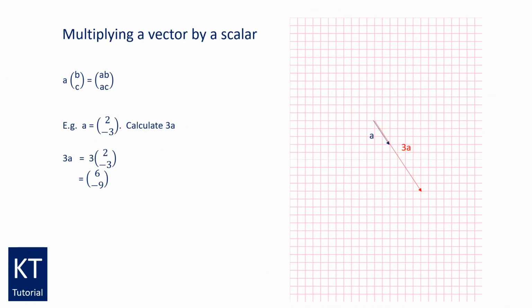As for multiplying a vector by a scalar, this would be like multiplying the scalar against each of the components within the column vector. As an example, when A is the column vector (2, 3), 3A is the column vector (6, 9).